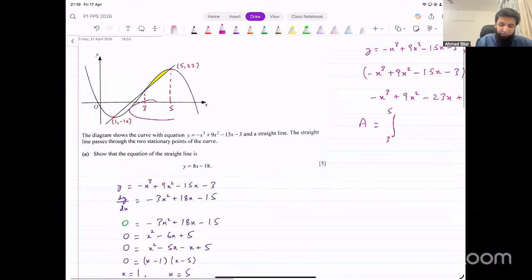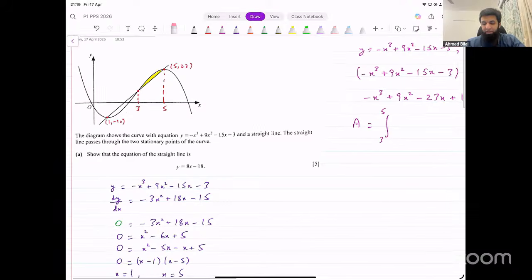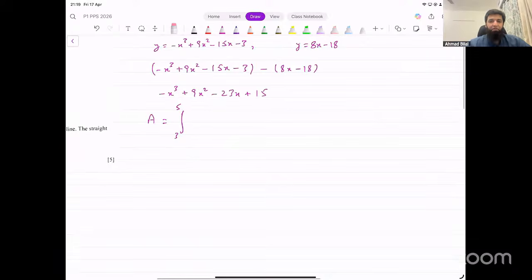Because both of them have the same limit. Sometimes you will see there will be two functions, and there'll be an area between them. For one function, limits will be some other numbers. For the other function, limits will be some other numbers. You cannot do this in that case, only when the limits are the same.